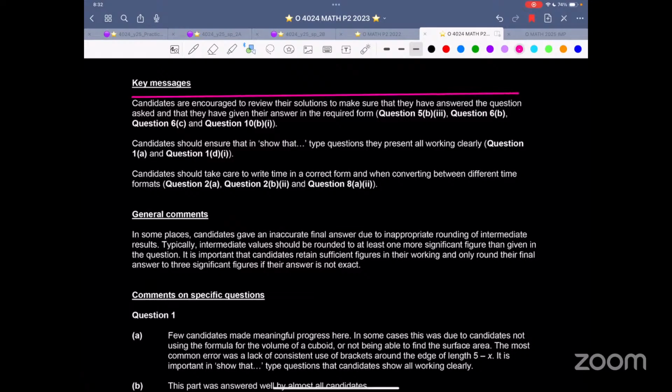Very, very important. And they have given the answer in the required form. Candidates should ensure that for this type of question they present all the work clearly. Candidates should take care to write time in the correct form and when converting between different time formats. That is the 24-hour and the AM PM thing.